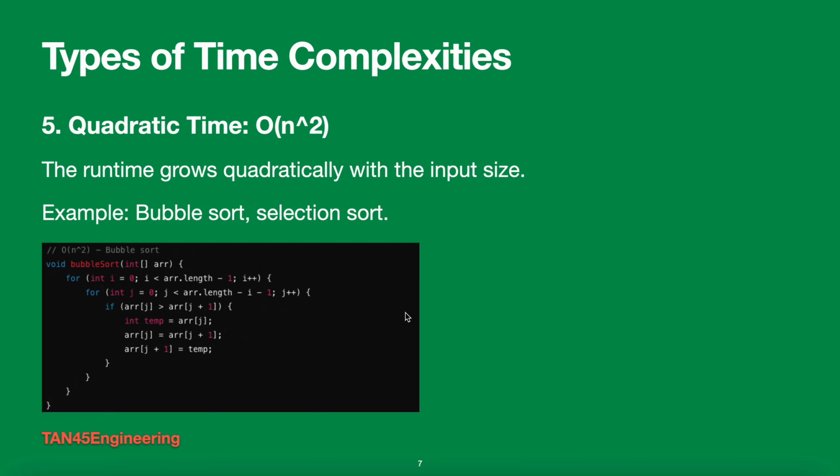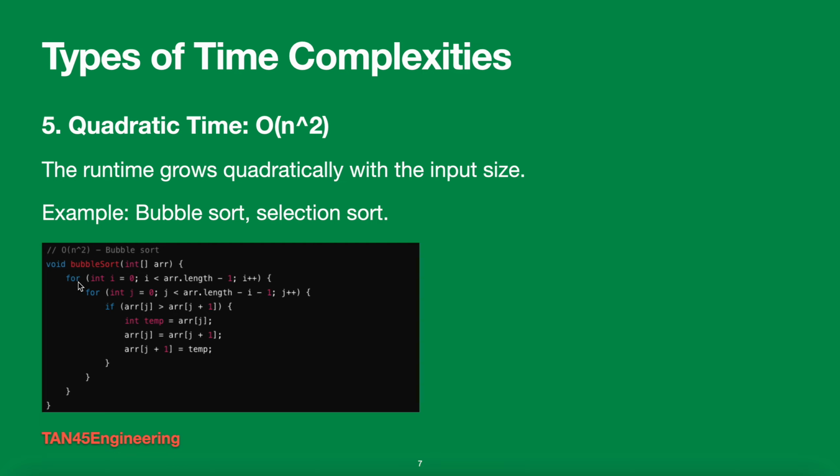And next is quadratic time complexity, O of n square: bubble sort, selection sort. Actually, it's a part of many sorting algorithms. So runtime grows quadratically with the input size. It is very simple to assume directly. You have two for loops, right?